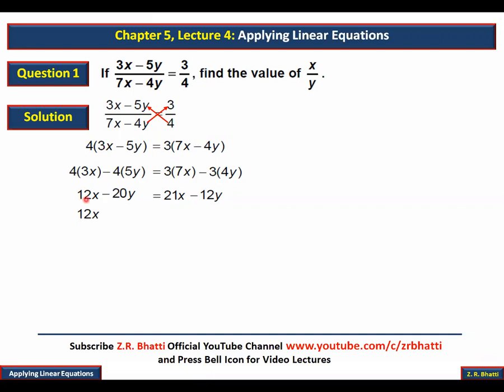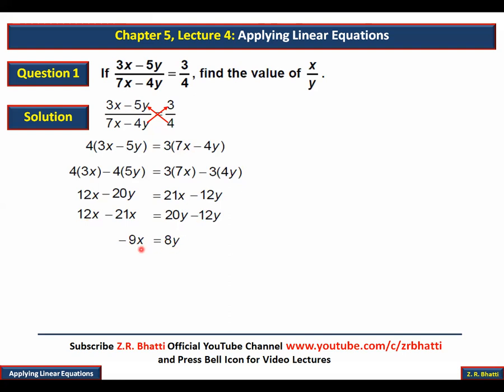Yes. Okay. Keeping 12x as it is on the left hand side and taking this 21x on the left hand side will give you minus 21x is equal to, once again, this minus 20y, keeping this minus 20y on the right hand side gives you 20y and minus 12y remains as it is. When you subtract 21 from 12, then this will be minus 9x. And on the right hand side, obviously 20 minus 12 will give you 8y.